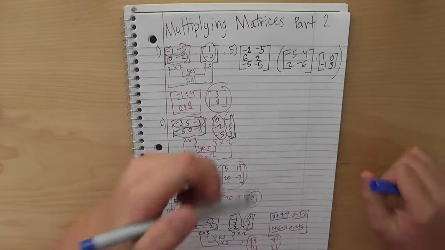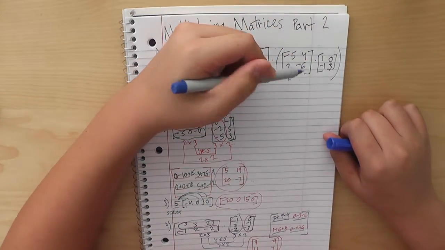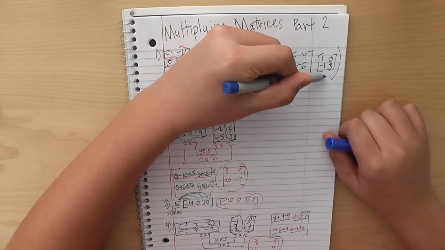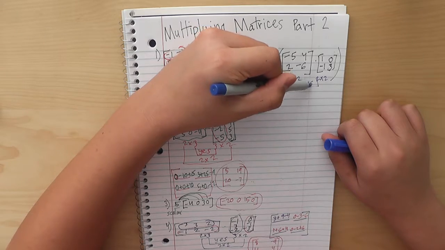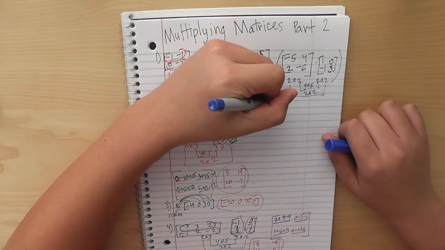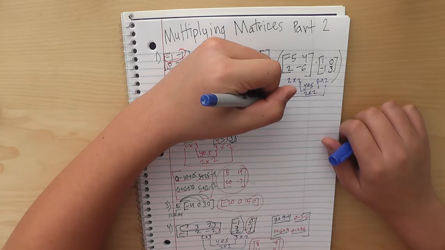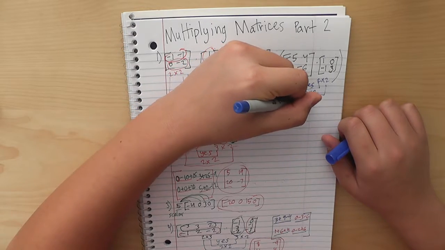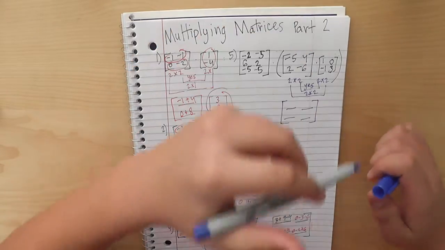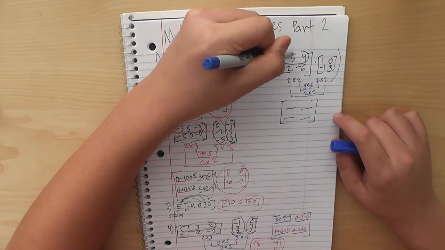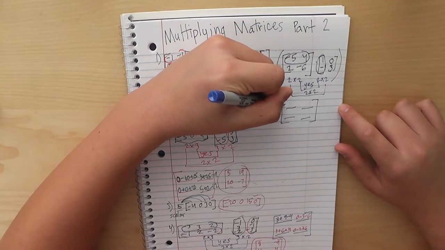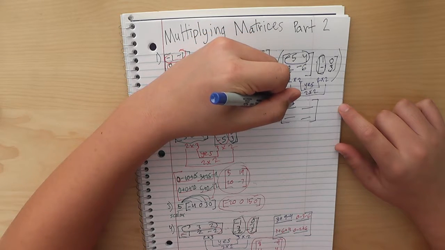Anyways, so we do what's in the parentheses first. So that's a 2 by 2 and a 2 by 2, so that's a yes. And the dimensions are going to be 2 by 2. Let's do first row, first column. So negative 5 times 1 is negative 5, plus 4 times negative 1 is negative 4.